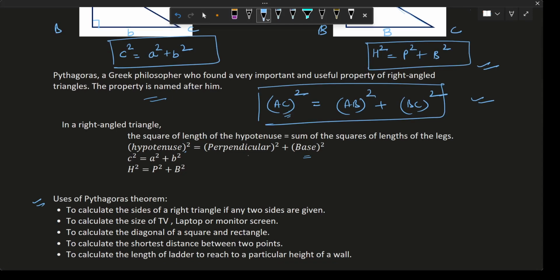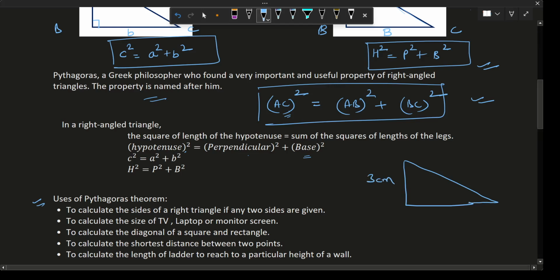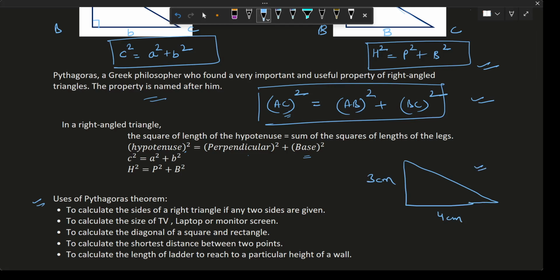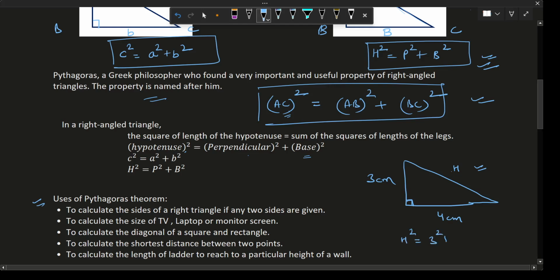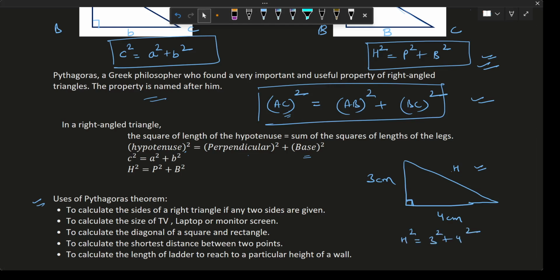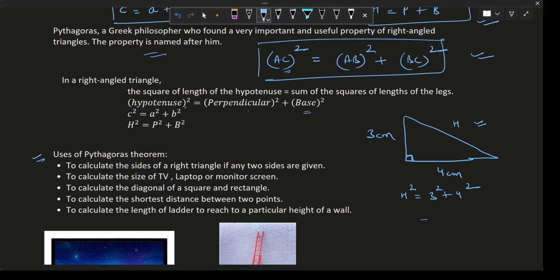Pythagoras theorem is used when in a right angle triangle, the lengths of any two sides are given to you. Let's say this is 3 centimeter, this is 4 centimeter, and you need to find out this hypotenuse. How will you do that? So this theorem will be used to calculate it. So what will be the length? This is the hypotenuse, and hypotenuse square is 3 square plus 4 square, perpendicular square plus base square. So what is 3 square? That's 9.